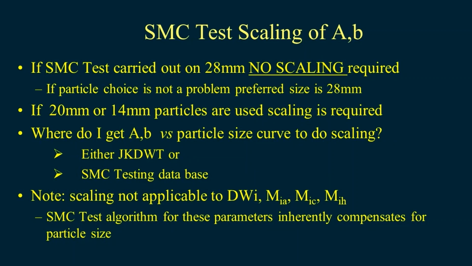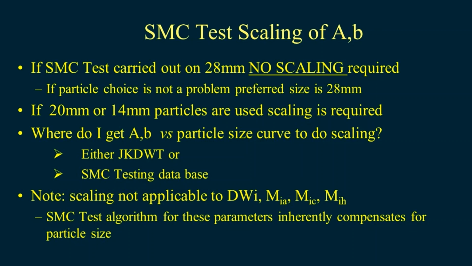Therefore, if you are a mine or a lab that has the choice, and you can choose any particle size you want to do an SMC test, the preference is to try and do it on a 28mm particle, because then the whole scaling issue disappears. We don't need to worry about it. If you have to use 20 or 40mm particles, it's not a problem, but you've now got to think about scaling. And the question that first comes to mind is, how do I get the shape of that curve that I showed you for you to be able to do that scaling?